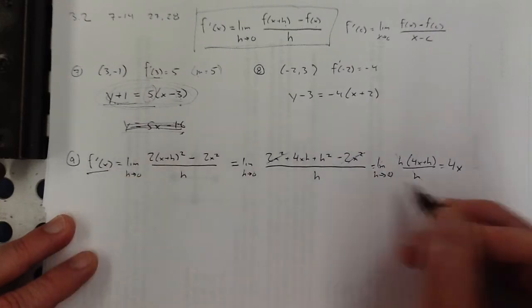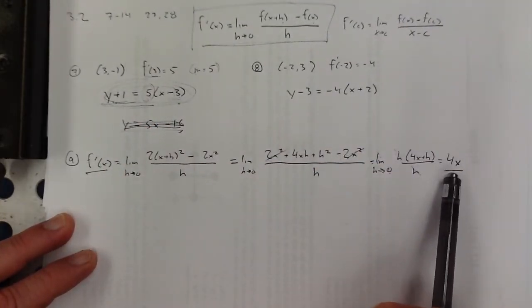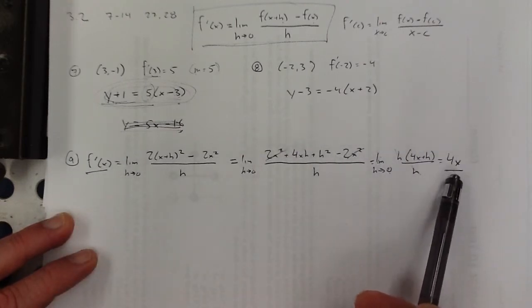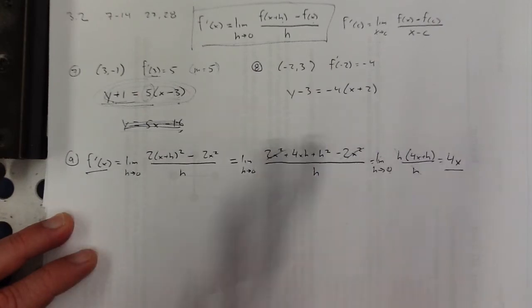So f prime of x is equal to 4x. That's the derivative function, right? What's the derivative of 2x squared? 4x. If f of x is 2x squared, then f prime of x is 4x.